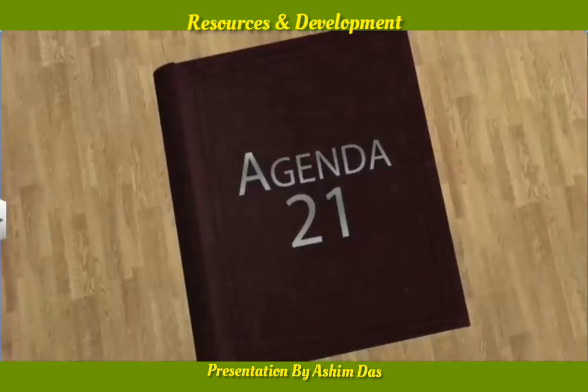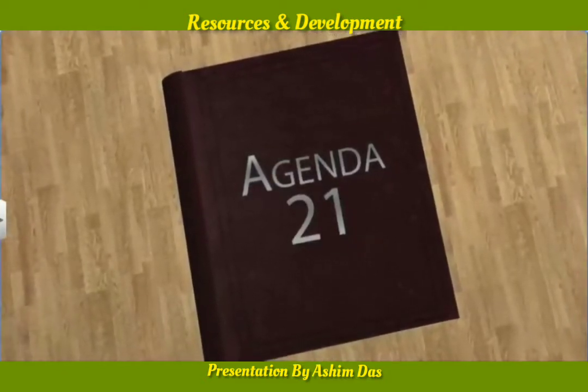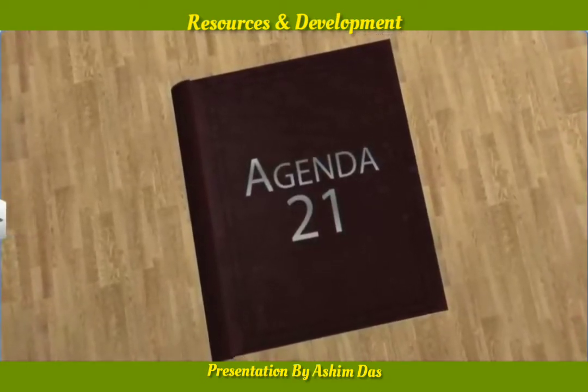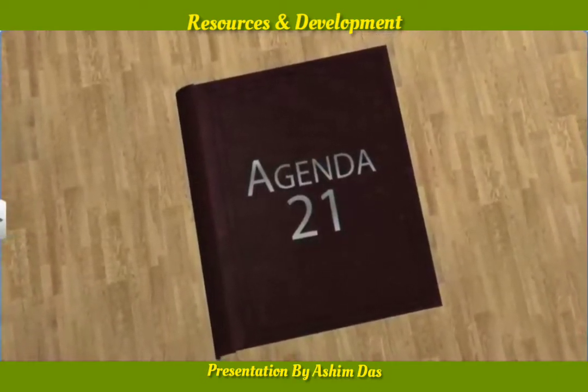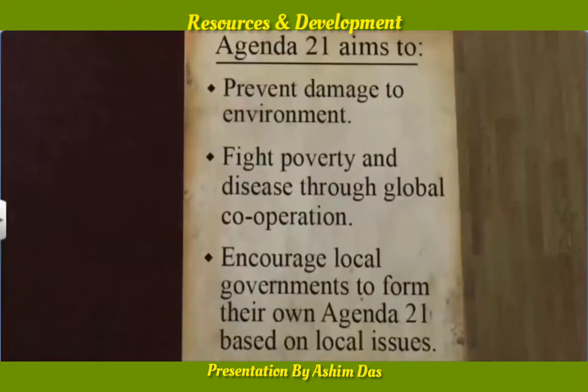At Rio, the leaders also adopted Agenda 21, which is a declaration to achieve global sustainable development in the 21st century. Agenda 21 aims to prevent environmental damage and fight poverty and diseases through global cooperation. It also aims to encourage local governments to form their own Agenda 21 based on local issues.